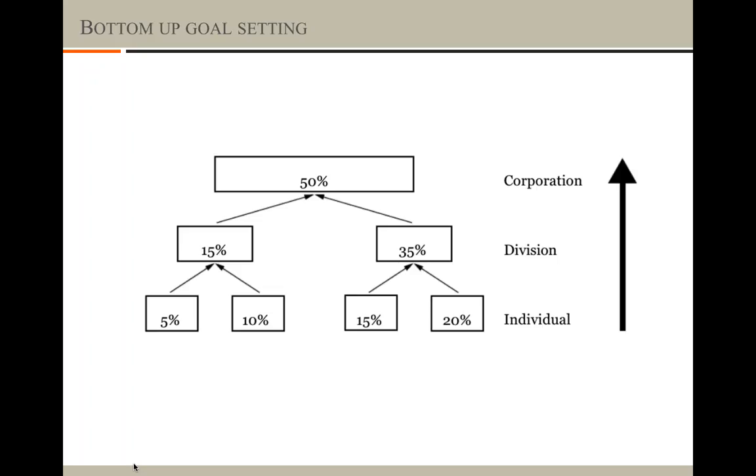And the divisional goal would be made up of individual goals. When two individuals have their goals at 5 and 10% respectively, the divisional goal comes out to be 15%. Similarly the other division would have 35%, and division 1 plus division 2 would make it 50%. So once an individual knows where he needs to focus, he is able to set his individual goals, which are clearly aligned with the business strategy.